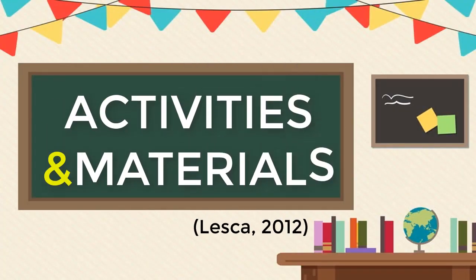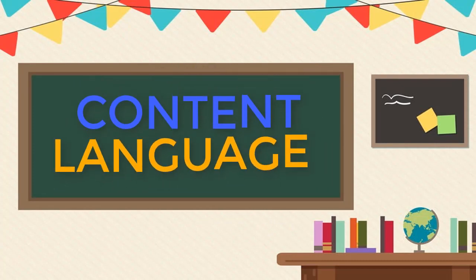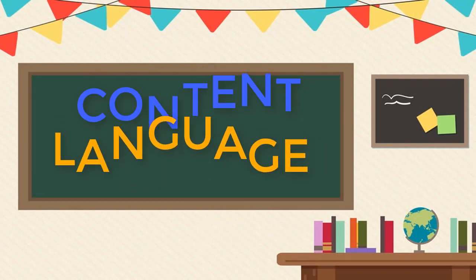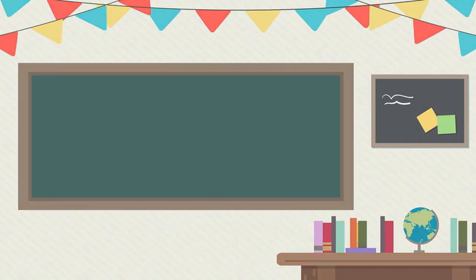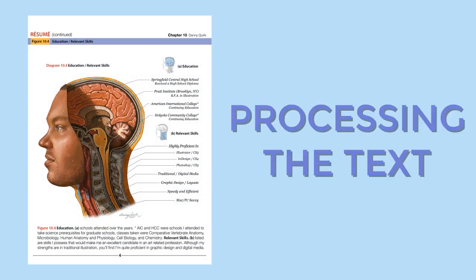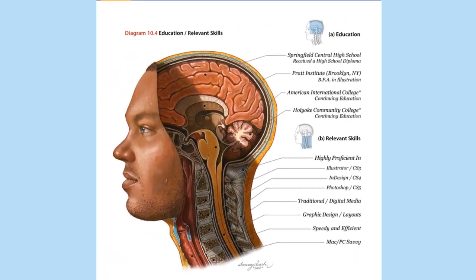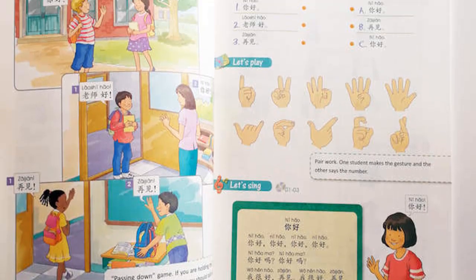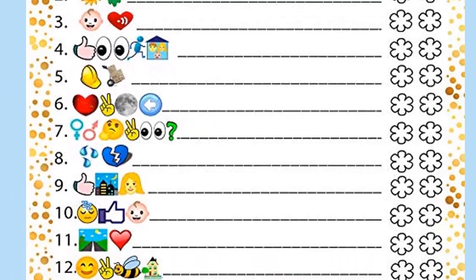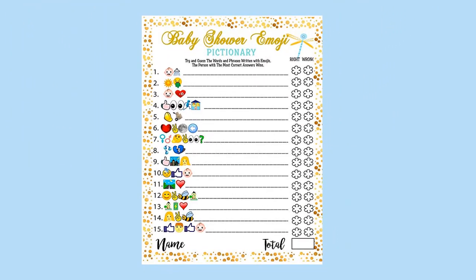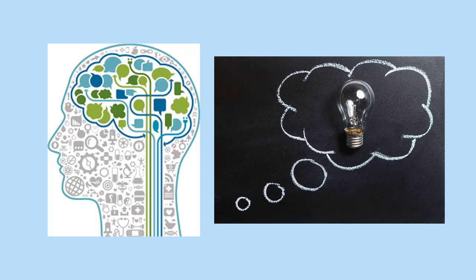CLIL activities usually follow the lesson framework, which looks at content and language in equal measure, and often follows a four-stage framework. First, processing the text. The base texts are those accompanied by illustrations so that learners can visualize what they are reading. Learners need structural markers in text to help them find their way through the content. Once core knowledge has been identified, the organization of the text can be analyzed.